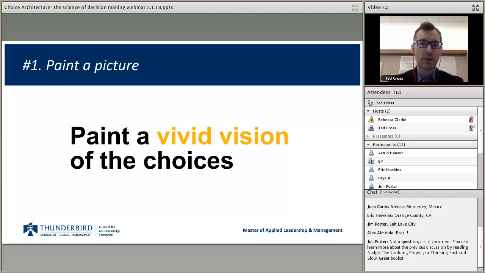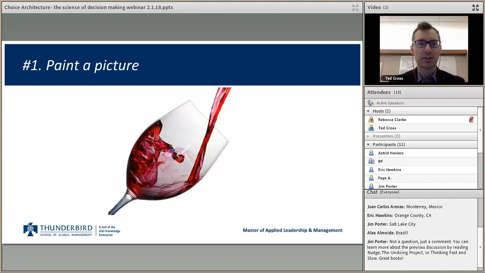If you want to convince someone of something, one of the best research-backed ways to convince them is to paint a vivid picture of the choices that you're presenting to someone. We truly do believe what we can see, that old adage, and there are some interesting examples we can move through about painting a picture for folks.